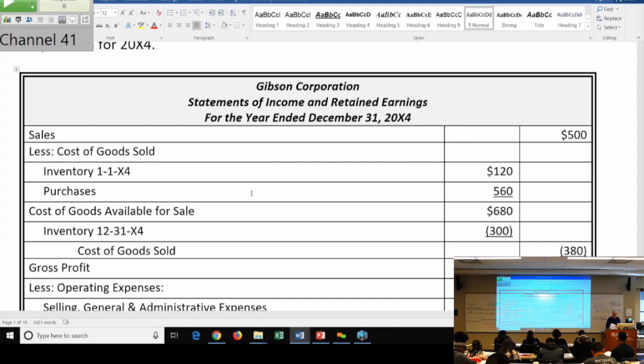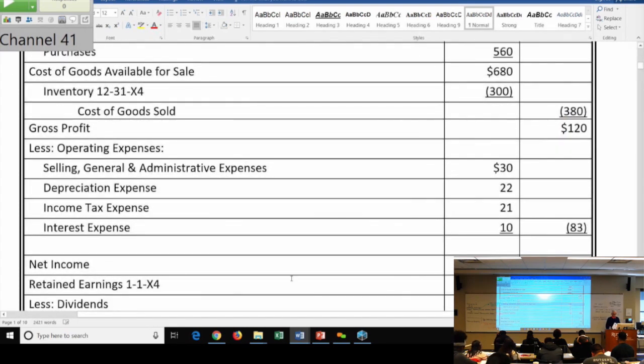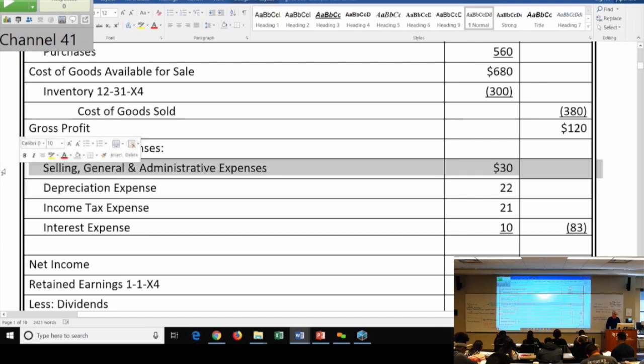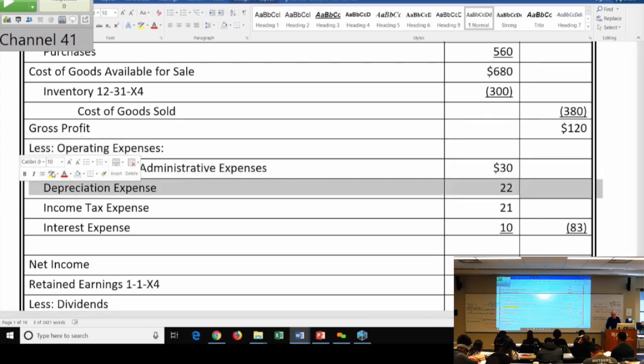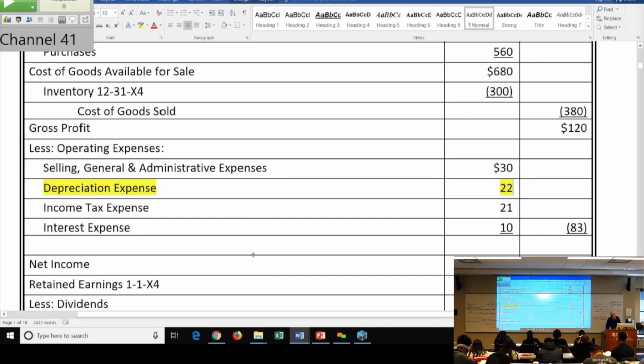When I look down at the expenses, I see I have SG&A of 30. I have depreciation, and I'm just going through my logic here. I will say that I want to look at this because I know I need this as an adjustment. I also don't see any gains and losses in here on sale.